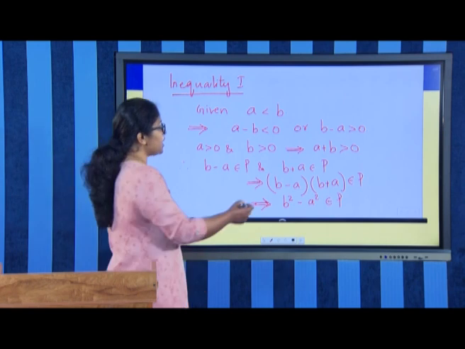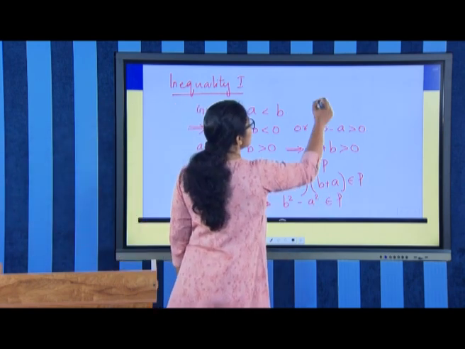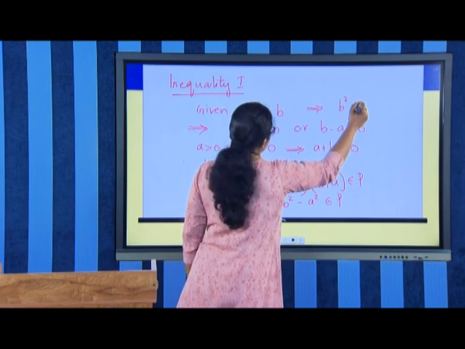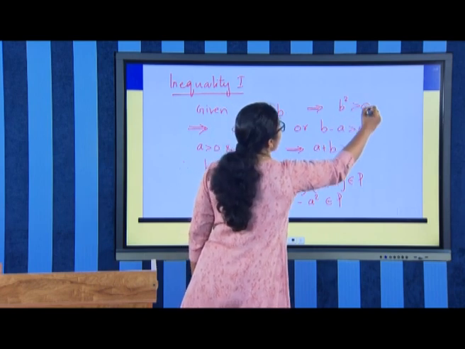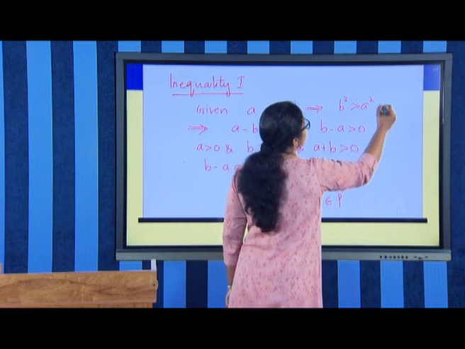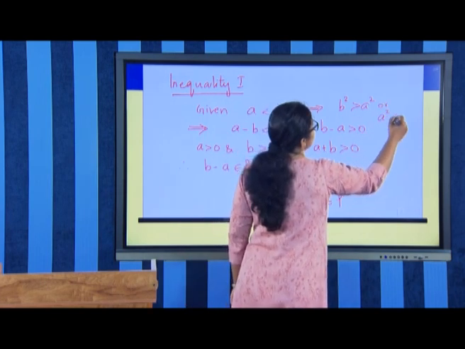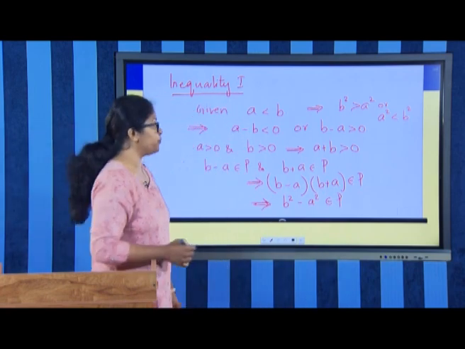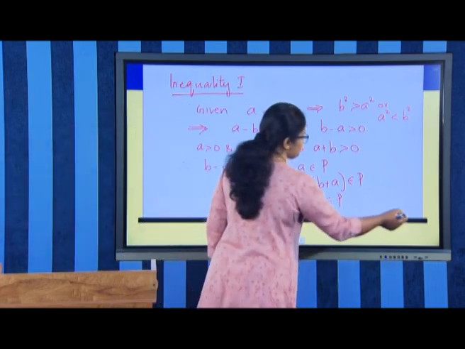And what does that indicate? B square minus A square is greater than 0. So, this implies B square is greater than A square, or the same as A square is less than B square, as we wanted to prove, which was the required result.